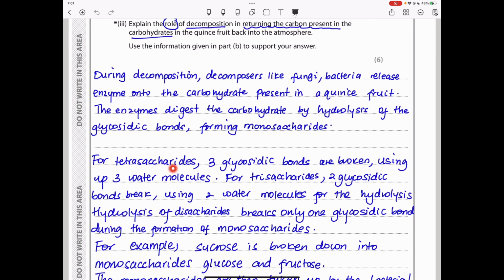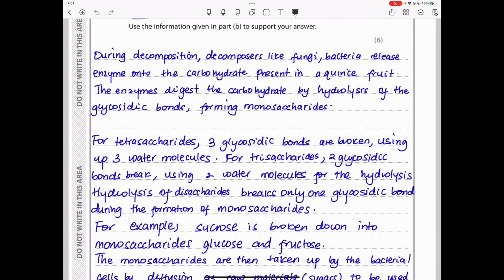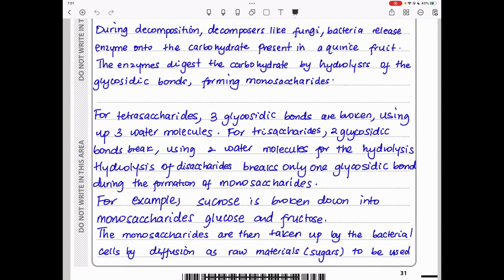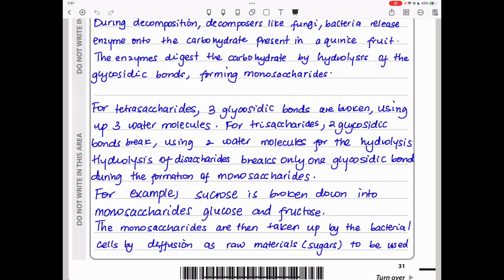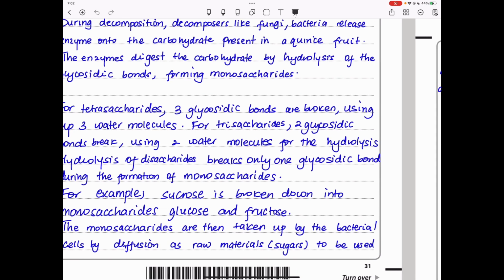For tetrasaccharides, we remember they are going to have 3 glycosidic bonds, so these are going to be broken using 3 water molecules. For trisaccharides, 2 glycosidic bonds are present, so we'll break them using 2 water molecules. And for disaccharides, they have 1 glycosidic bond, so it's going to be broken using 1 water molecule. For example, remember they taught us to use examples from the table. Sucrose is going to be broken down into the monosaccharides, which are glucose and fructose, and these monosaccharides can be taken up by the bacteria into their cells by diffusion as raw materials or as sugars that are going to be used for respiration.